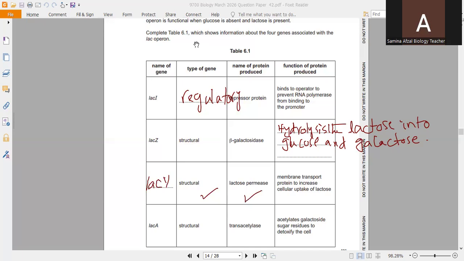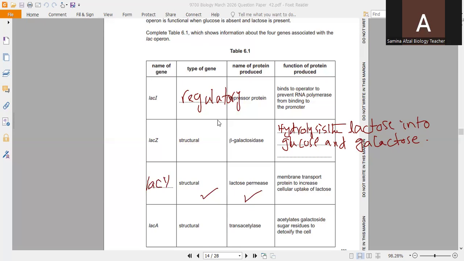The last row they have completed by themselves, that is, lacA is a structural type gene. Transacetylase acetylates galactoside sugar residues to detoxify the cell. So it was all about this part of the question.